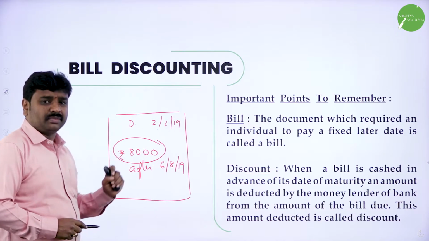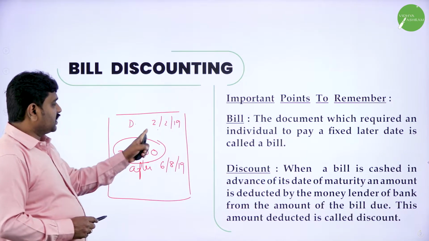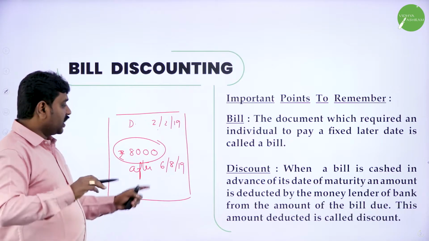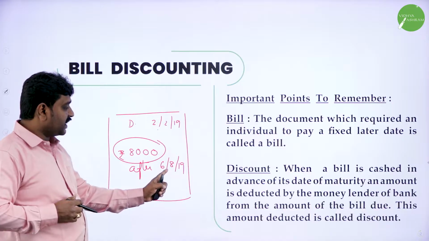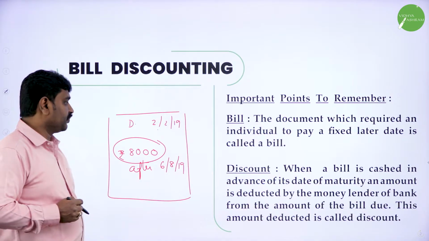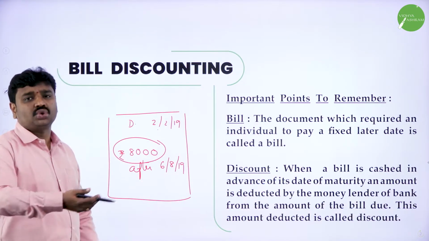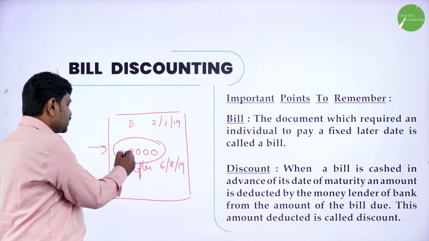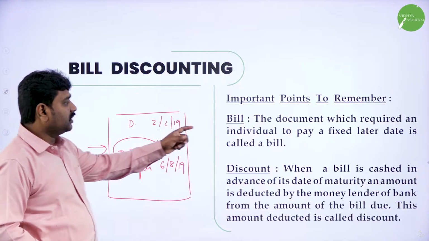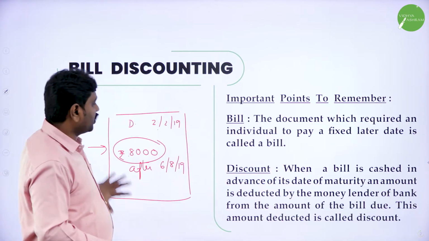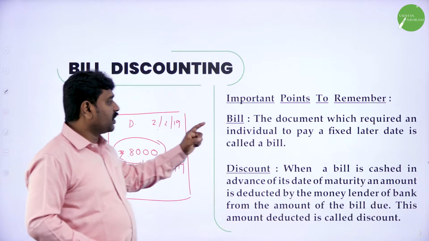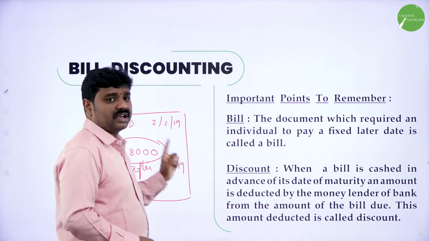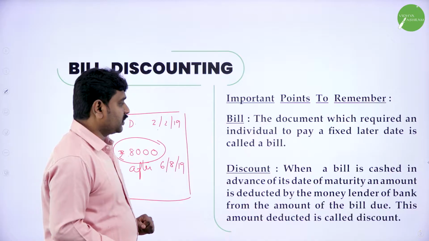This is the face value of the bill, 8,000 rupees, and it is drawn on 2nd February 2019 and it will get matured on 6/8/19, means 6 months 4 days it will get matured. So conclusion is right now it's due. So that's why the document, this document we call it as bill, which requires an individual to pay a fixed later is called as what? Bill.